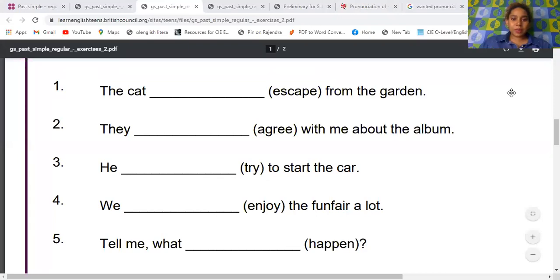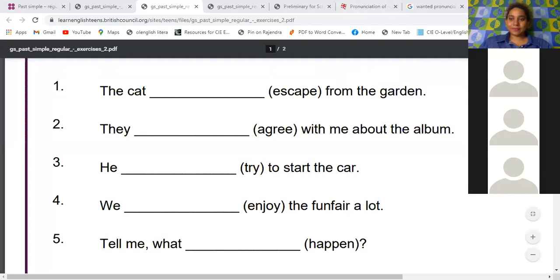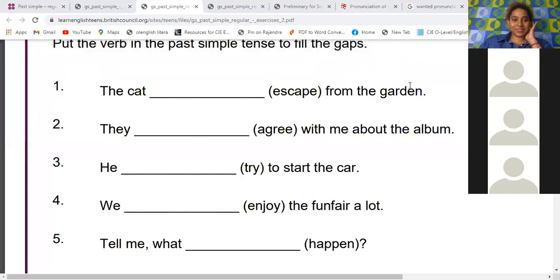Now please keep the mics mute and do the activity. Okay. Yeah, thank you. Thank you. Okay, next.